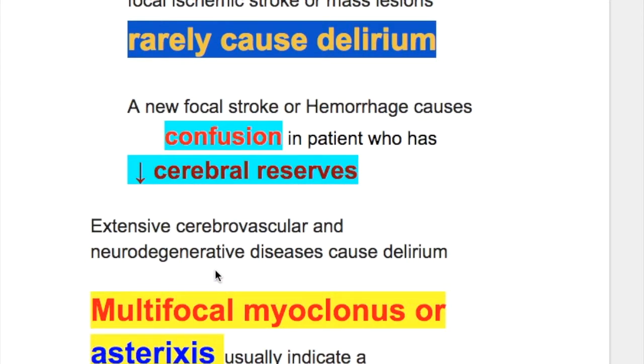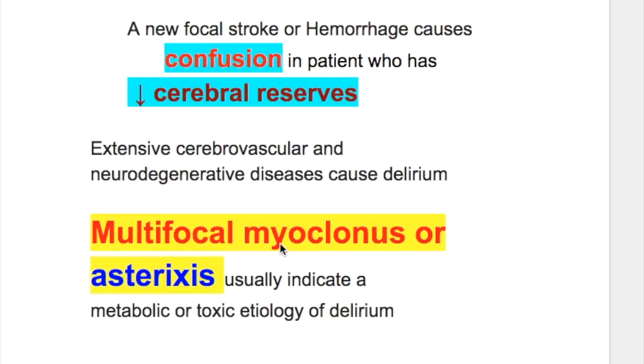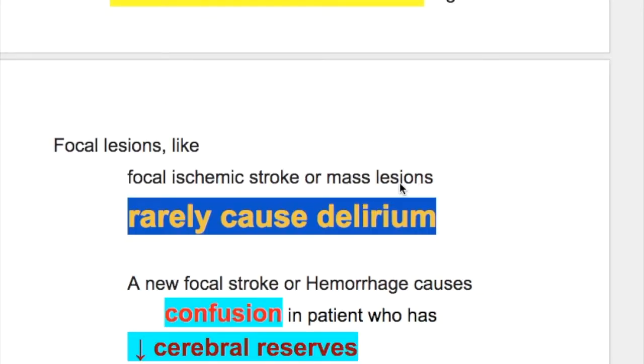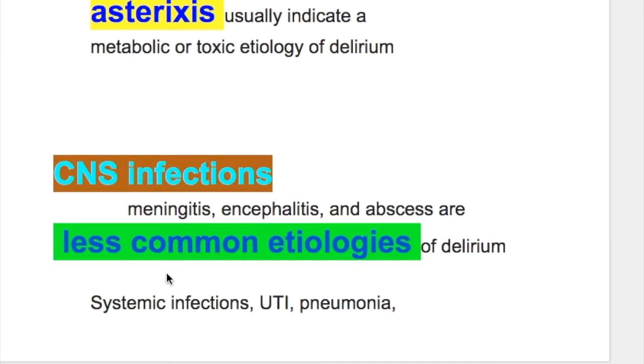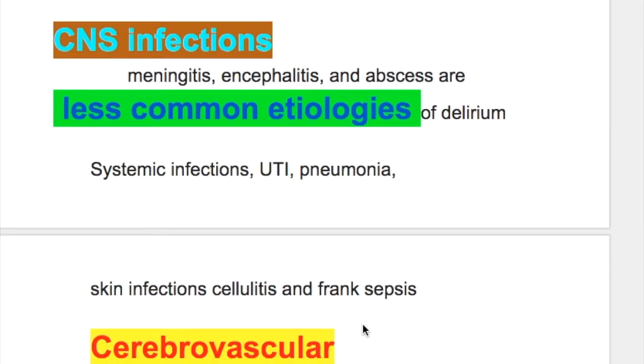Extensive cerebrovascular and neurodegenerative disease cause delirium. Multifocal myoclonus or asterixis usually indicate a metabolic or toxic etiology of delirium. CNS infections, meningitis, encephalitis, and abscesses are less common etiologies of delirium. So CNS infection and focal ischemic attack or mass lesions are less common causes of delirium. Systemic infections, UTI, pneumonia, skin infections, cellulitis, and frank sepsis also cause delirium.